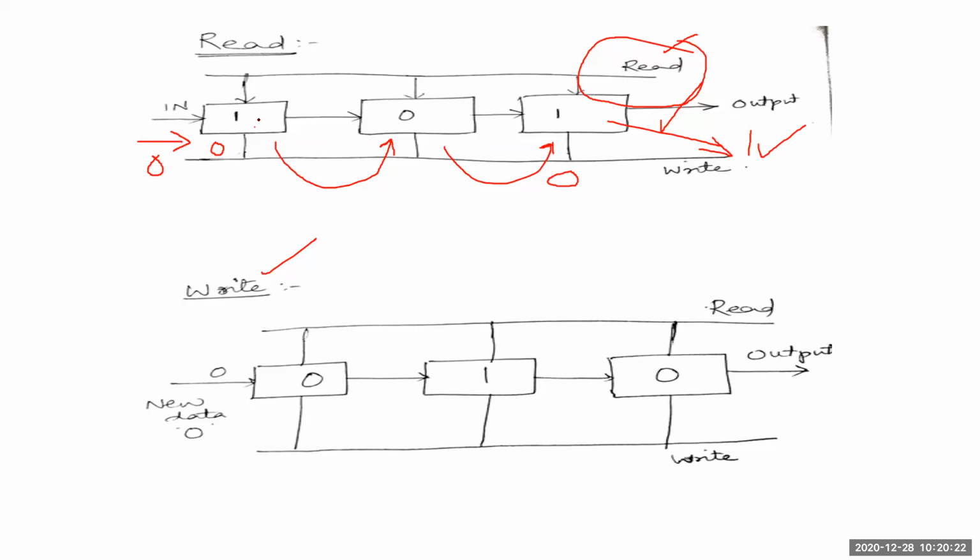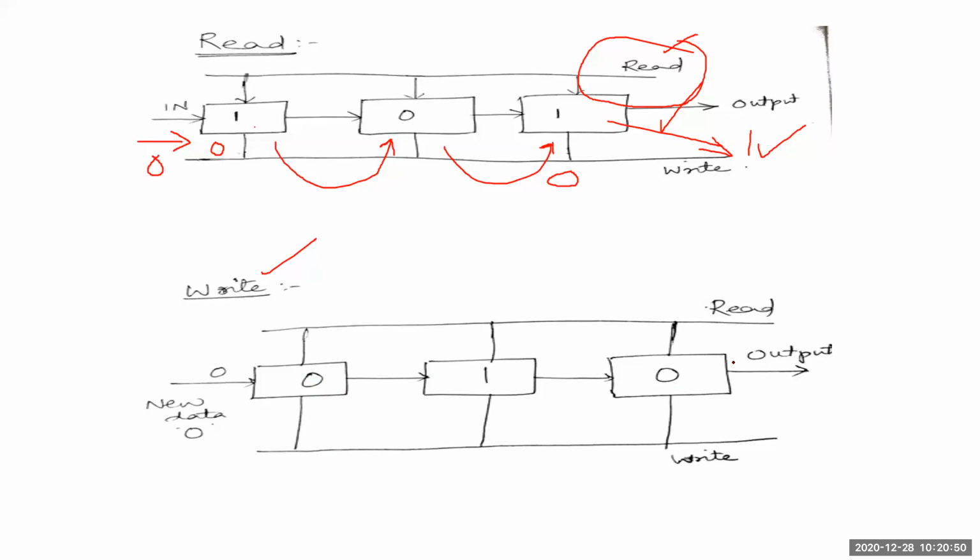Before this data is inputted, we are supposed to make sure that the previous data has been moved to the next cell. And since the third cell is vacant now after reading, the second cell's data goes and is stored in the third cell. So ultimately, after writing a new data 0, you'll be having this data in the particular SAM. It is a 3-cell SAM. So 3-bit data has been stored: 0, 1, 0. So this is how the write operation takes place.